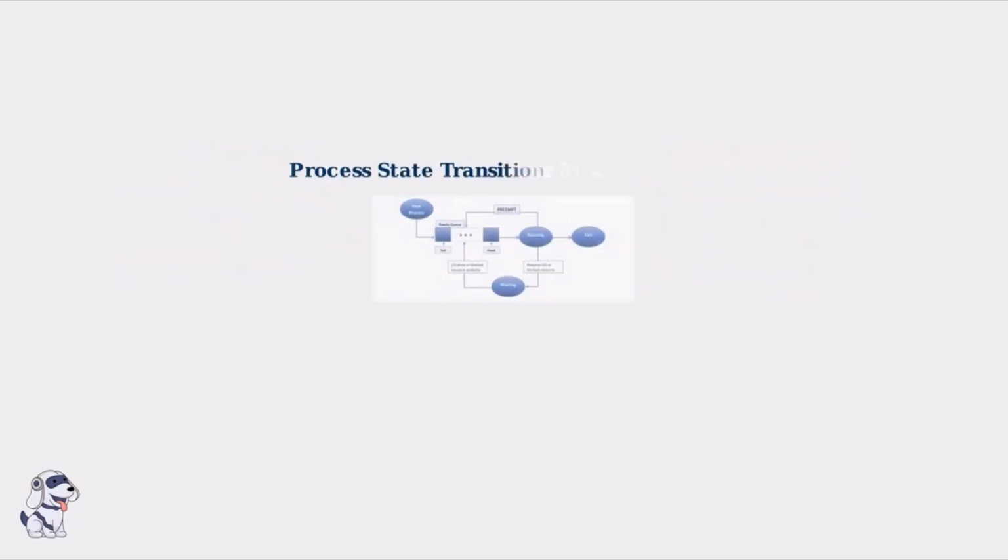In round-robin scheduling, processes transition between different states. New processes enter the ready queue, get selected for execution in the running state, and may either complete, require input-output operations, or get preempted back to the ready queue.